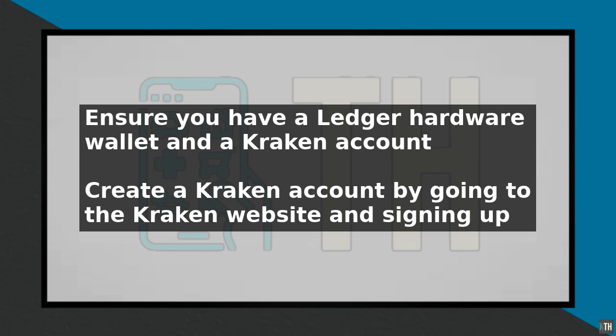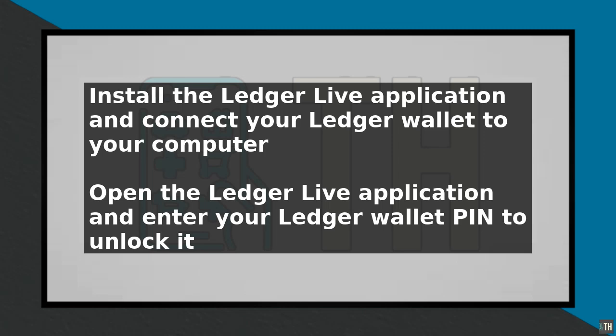Open the Ledger Live application and connect your Ledger wallet to your computer using a USB cable. Enter your Ledger wallet PIN to unlock it. In the Ledger Live application, navigate to the Accounts tab and select the cryptocurrency you want to transfer to Kraken. Click on the Receive button and copy the wallet address. This address will be used to receive the cryptocurrency on your Ledger wallet.